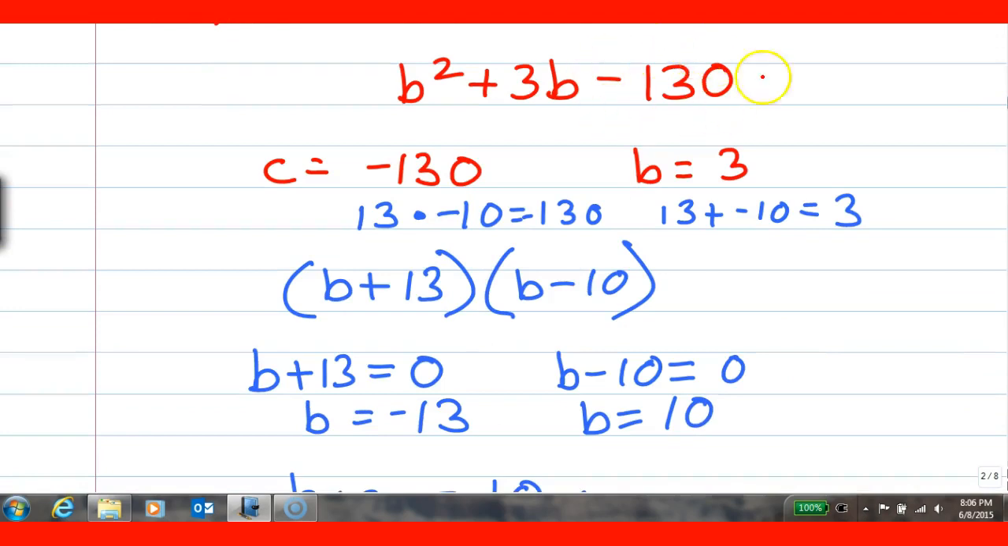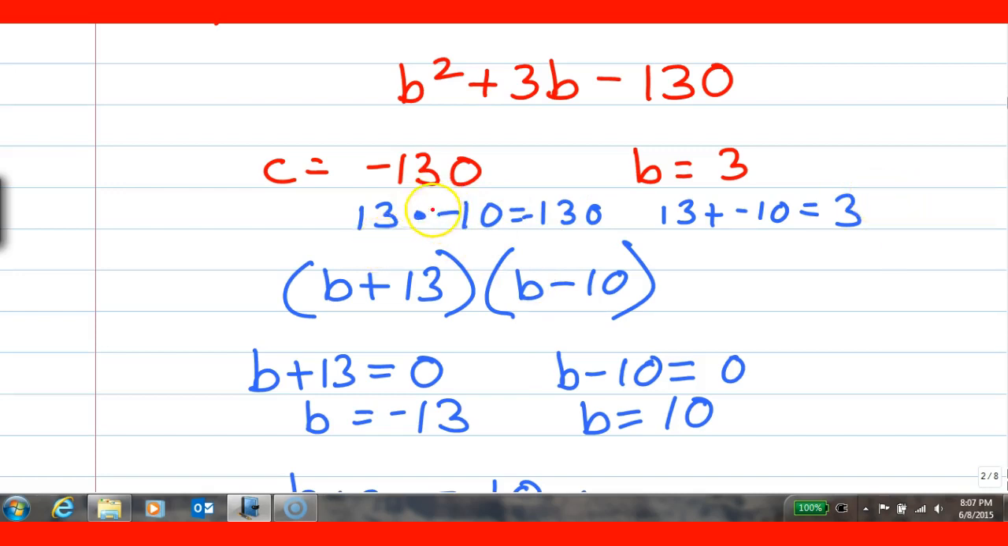I take my c position, which is a negative 130, I take my b position, which is a positive 3, and I'm looking for a pair of factors that multiplied together create a negative 130, but summed together create a positive 3. Well, looking here, this ends in a 0, so 13 times 10, that makes 130. If I look at them, I know that they can actually create a 3 through subtraction.